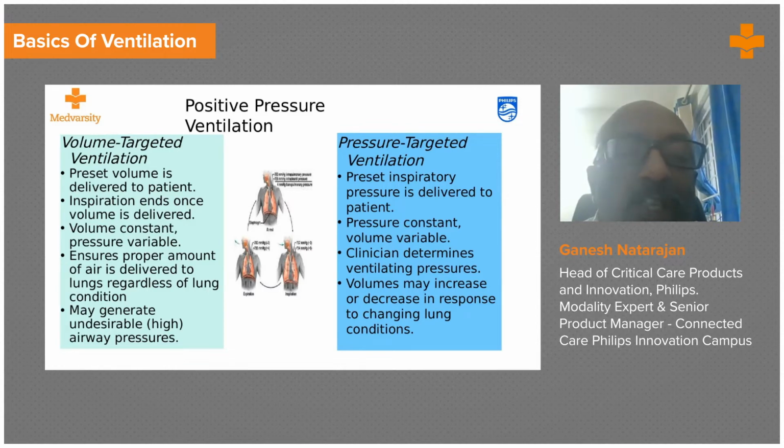Once the preset volume is delivered to the patient, the inspiration ends. The volume is constant, the pressure is variable. In a pressure targeted ventilator, it is the pressure that is delivered to the patient. Unlike a volume targeted ventilation, here the pressure is constant, but the volume is variable.